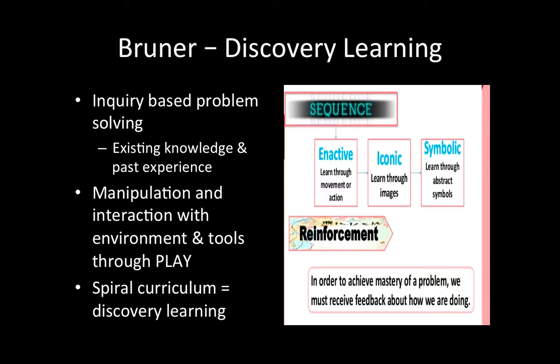So he came up with the sequence of cognitive coding and said that, in order for information to be put into memory, the brain and the individual has to take that information and log it and organize it in certain ways. His three ways of logging were enactive, learning through movement or action, iconic, learning through images, or symbolic, learning through abstract symbols or language. And in order to achieve mastery, we have to receive feedback related to these three things, and that feedback combined with how we categorize it is what keeps it in our long-term memory.